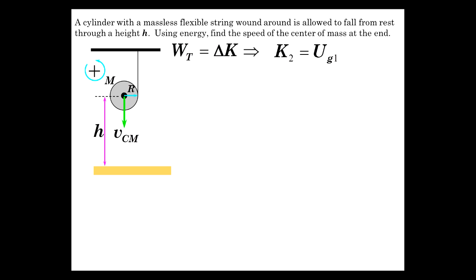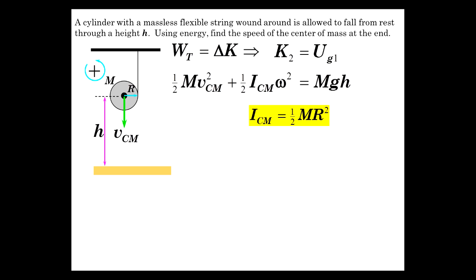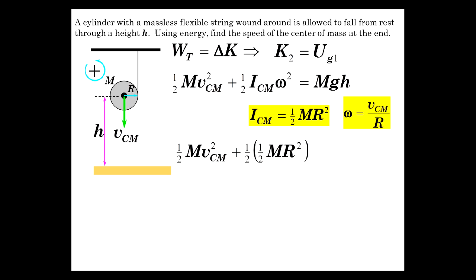Work total is delta K. K2, down at the bottom, equals UG1, up where it starts. So 1/2 mv squared plus 1/2 I omega squared equals mgh. Keep in mind that the moment of inertia of the center mass is 1/2 mr squared, and omega is VCM over r. So putting those together so that we can spread out the rotational energy term here, we have 1/2 mv squared plus 1/2 I times omega squared, v squared over r squared, equals mgh.